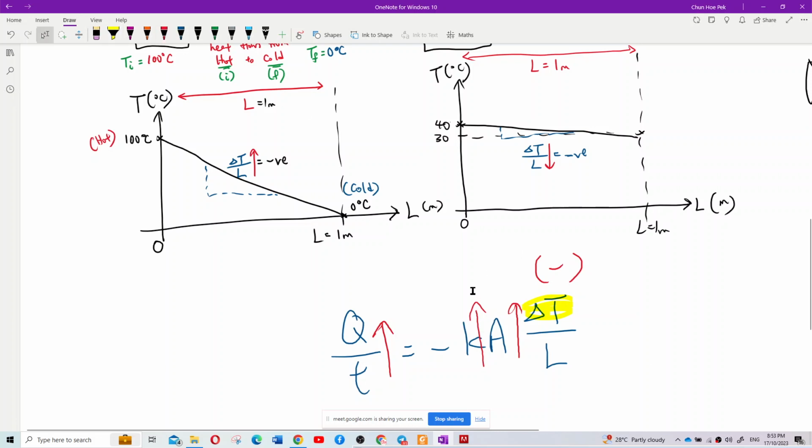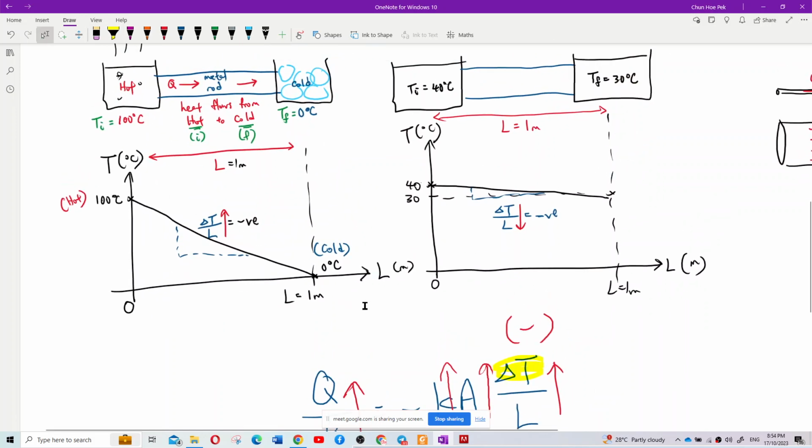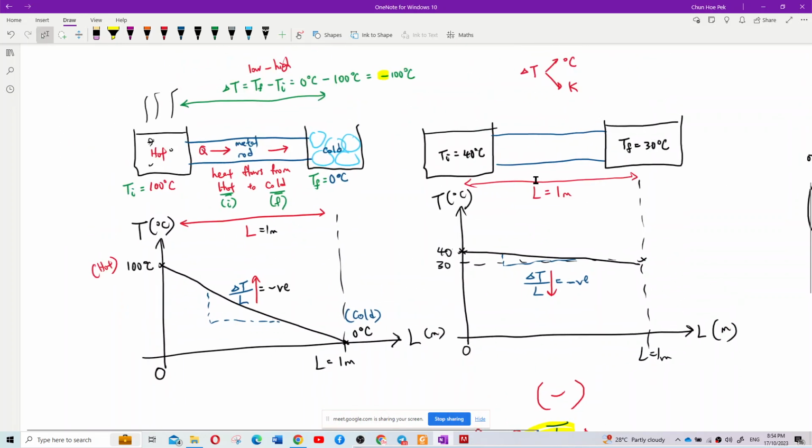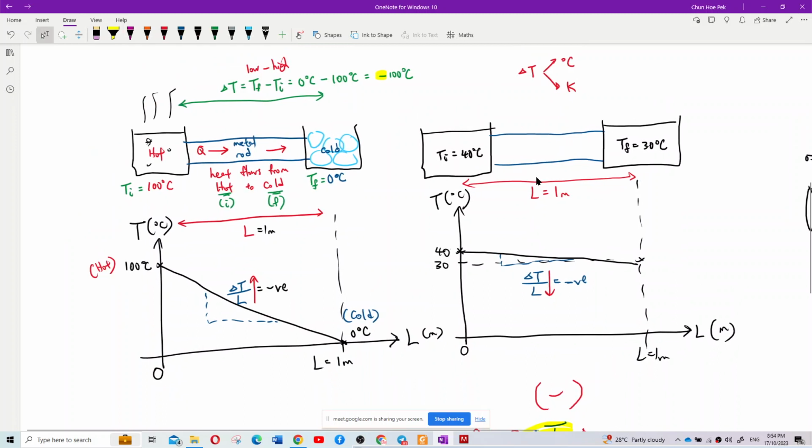Just now we know that a good conductor gives more heat flow. More area, more heat flow. More gradient, more heat flow. Class, repeat with me: more gradient. Like this one, more gradient compared to small gradient. Which one has more heat flow? Of course, this one, because the difference in temperature is so big, right or not? 100 to 0, of course there's a lot of heat flow, compared to only 40 to 30. Almost the same temperature, so there's less heat flow.